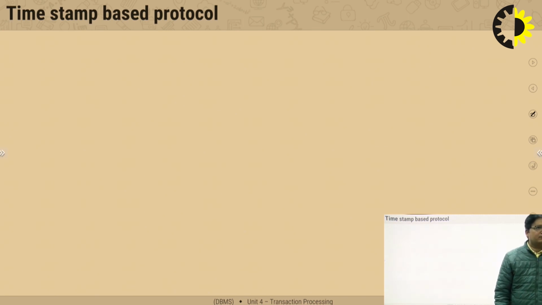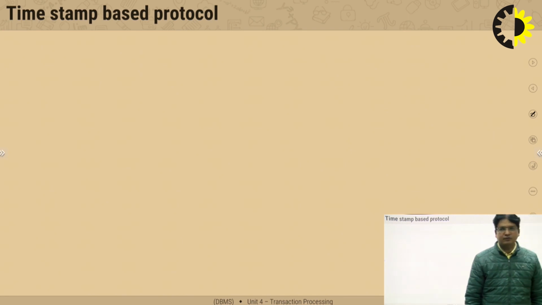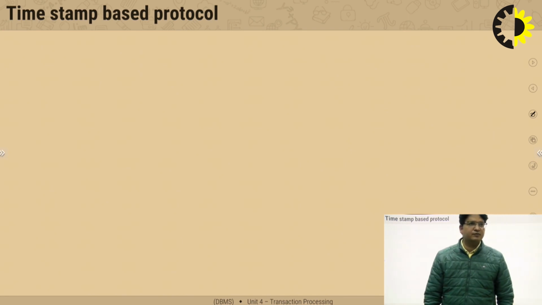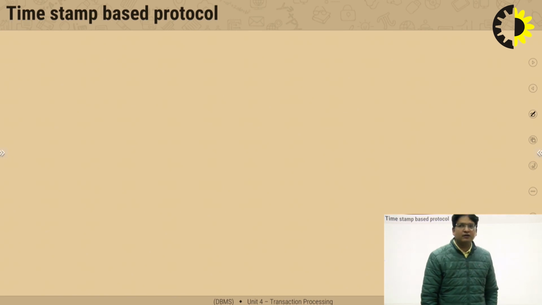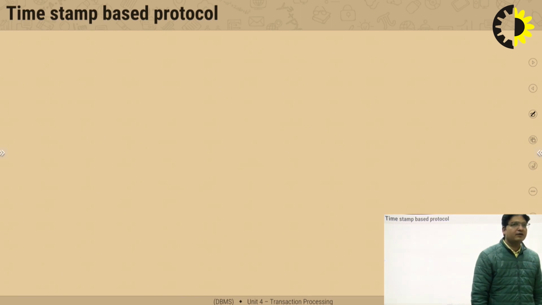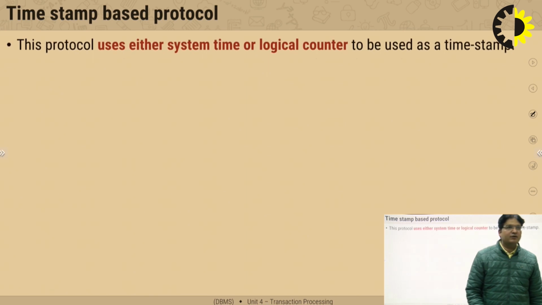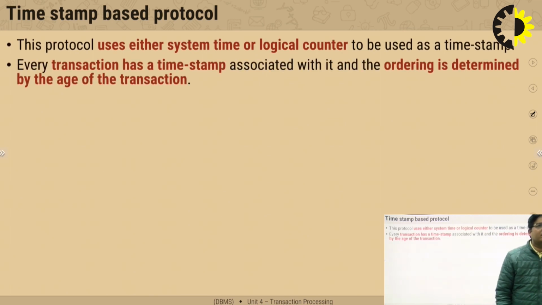Now the next very important protocol is the timestamping protocol. As we have seen in the previous locking protocols, we have the problem of deadlock. In order to solve that problem, we will be using the timestamping protocol, whereby each transaction is given a unique timestamp value, and that timestamp value is generally implemented using the system clock or a logical counter. Each transaction has a timestamp associated with it, and the ordering is determined by the age of the transaction.